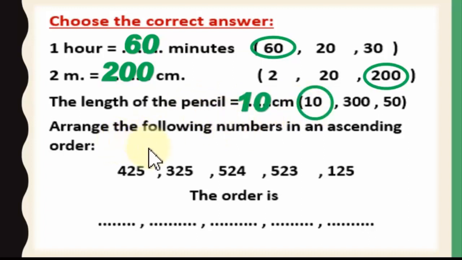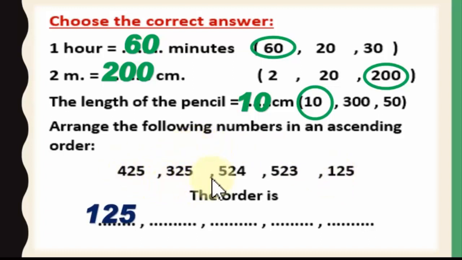Can you arrange the following numbers ascendingly? Yes, of course. We will arrange these numbers from the smallest to the greatest. Firstly, count the number of digits. 3-digit number, 3-digit number, 3-digit number, 3-digit number, and 3-digit number. Then look at hundreds place. 4 in hundreds place, 3 in hundreds place, 5 in hundreds place, 5 in hundreds place. Pay attention. 1 in hundreds place. So the smallest number is 125.